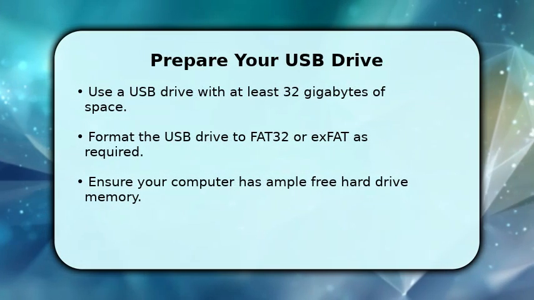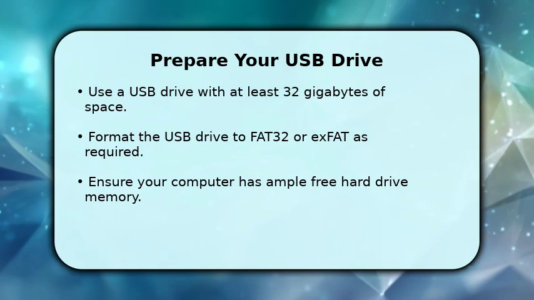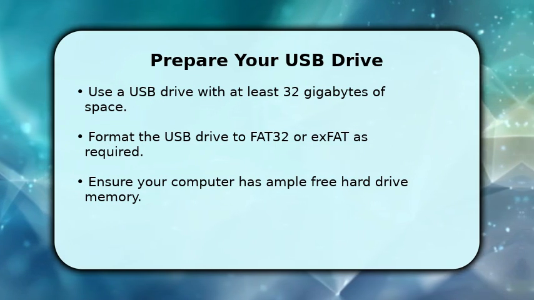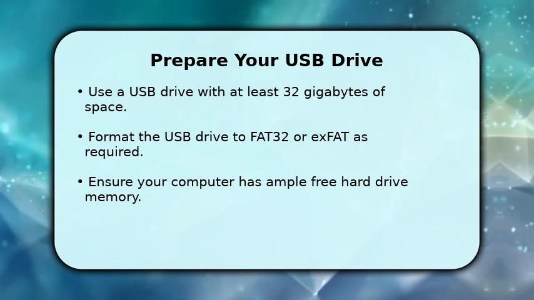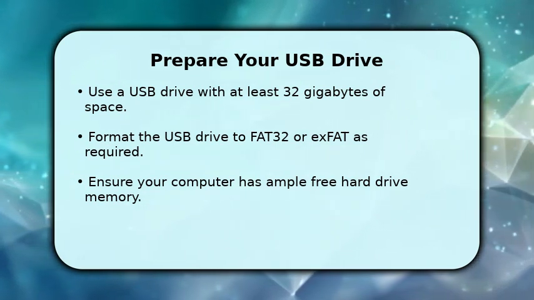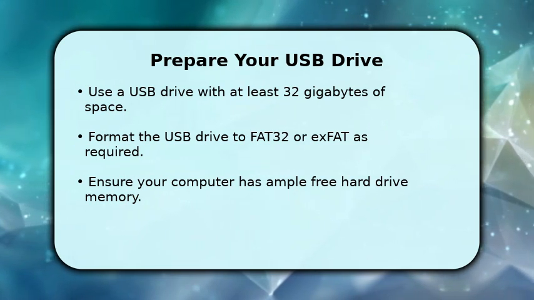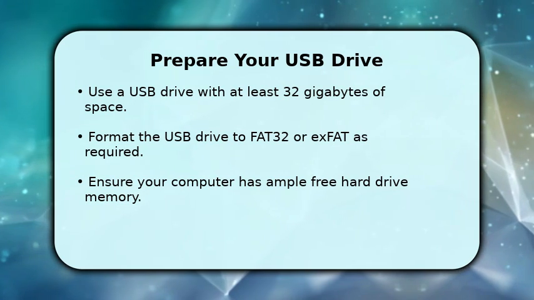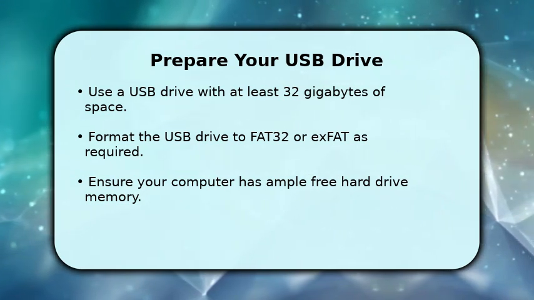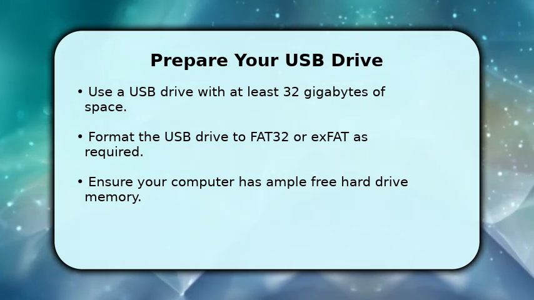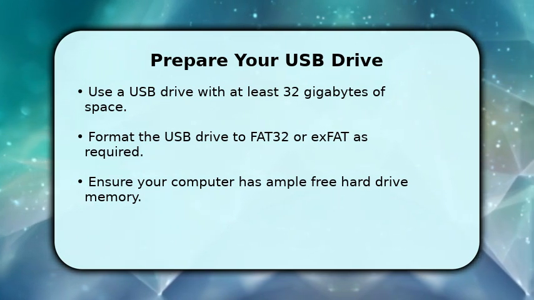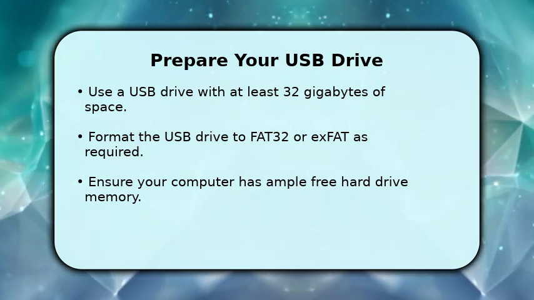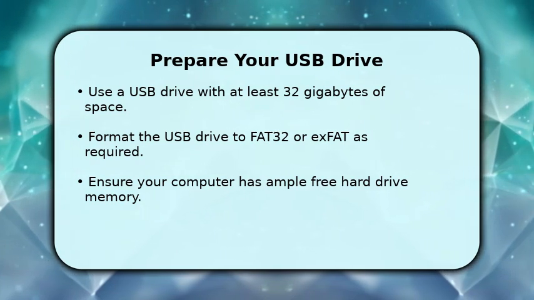To begin, you will need a USB drive. Most Kia systems require a drive with at least 32 gigabytes of storage. The specific file system, either FAT32 or XFAT, will be indicated by the updater tool. It is crucial to format your USB drive correctly before proceeding. Also, ensure your computer has sufficient free hard drive space, typically around 54 gigabytes, for the download.